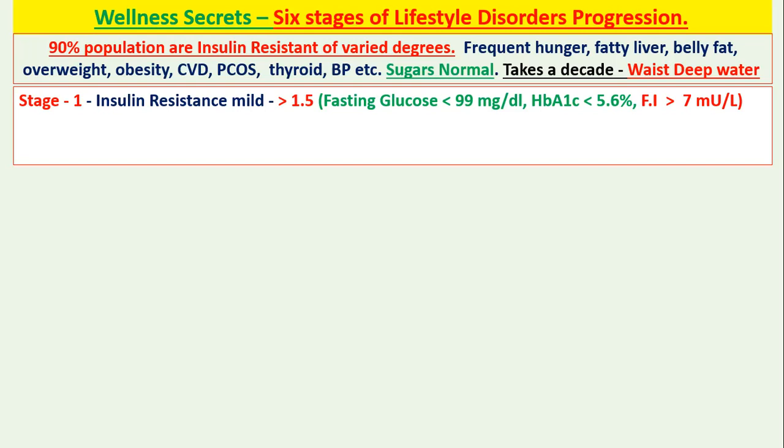Belly fat is a very clear visible thing. Anybody who has belly fat has insulin resistance. Then overweight, whatever weight they should be as per the height. A person of 5 feet 6 inches should be around 60 to 65 kg. 6 feet should be around 75 kg. So if anybody is overweight, you know very well. Obesity means the weight is very high.